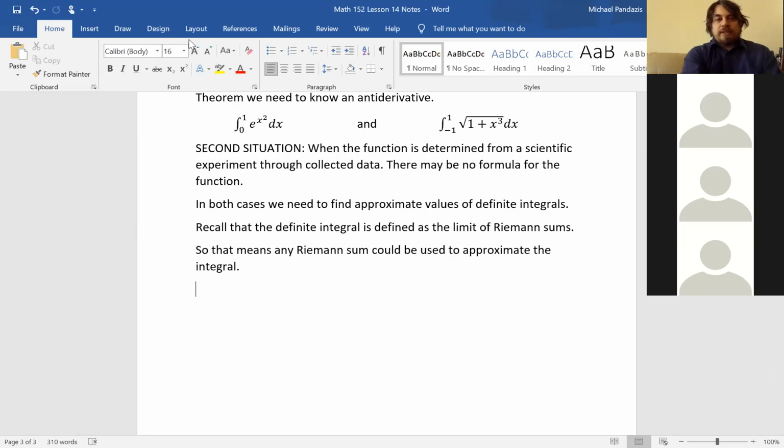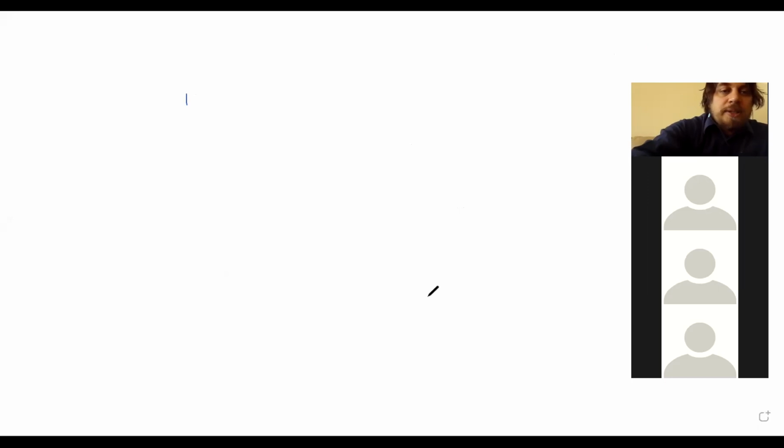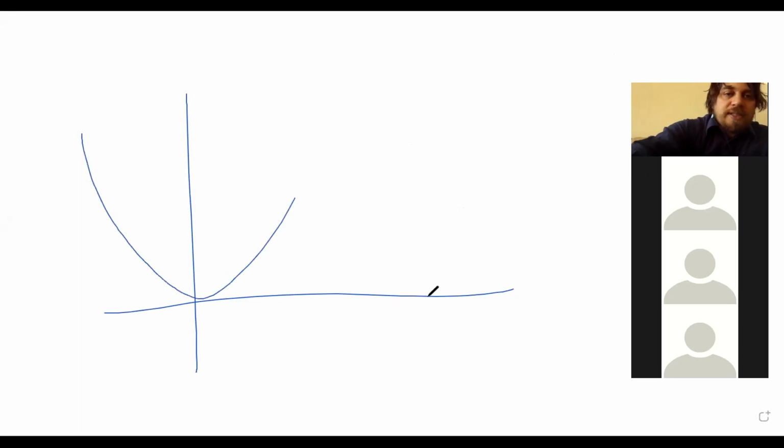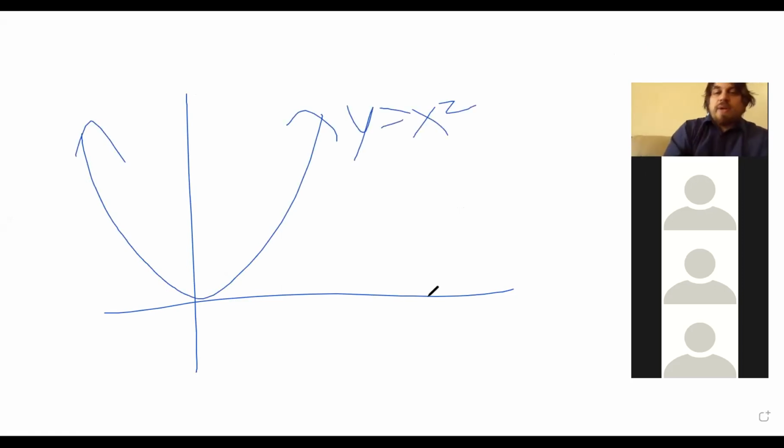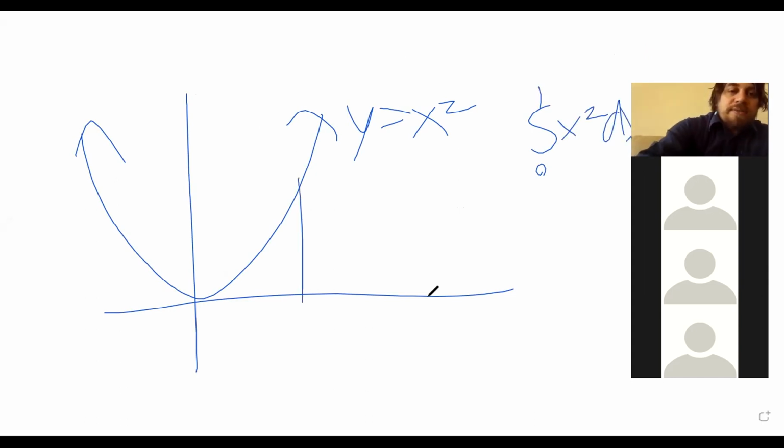So let me just quickly illustrate this again to remind you. When you calculate a definite integral, let's say the graph is y equals x squared, and you want to evaluate the definite integral from 0 to 1 of x squared dx, which is the area from 0 to 1 underneath the curve. This area here.